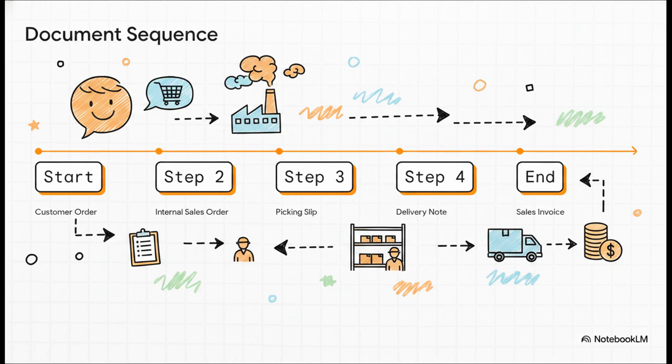Visualizing this specific chain of data transfer is absolutely crucial for testing completeness. If a picking slip is generated but there's no delivery note, well, we have a break in the chain. That means goods might have been picked but never actually shipped, or maybe they shipped but were never recorded.